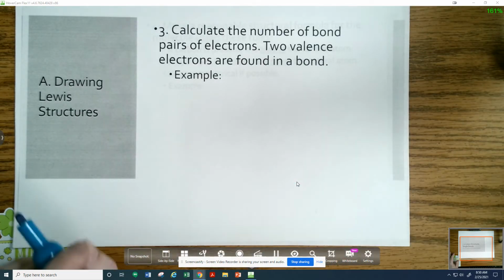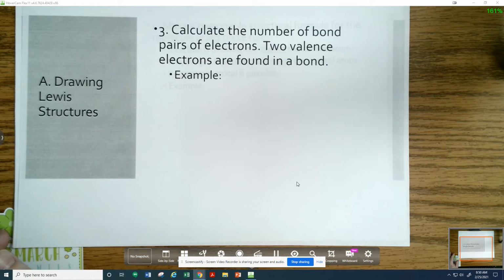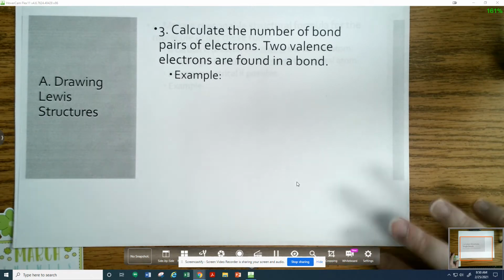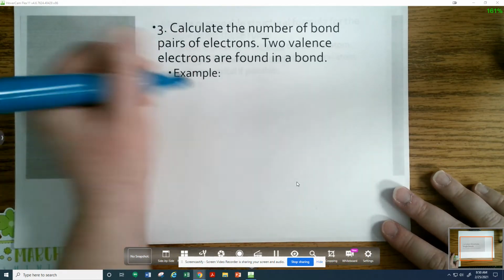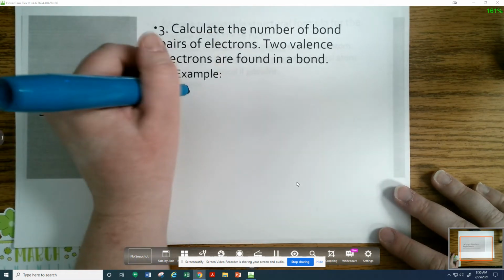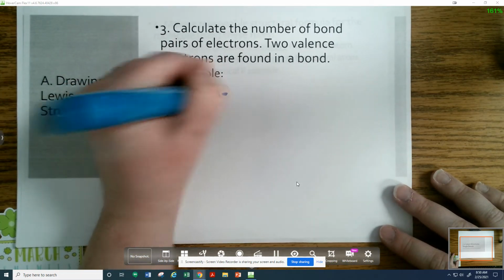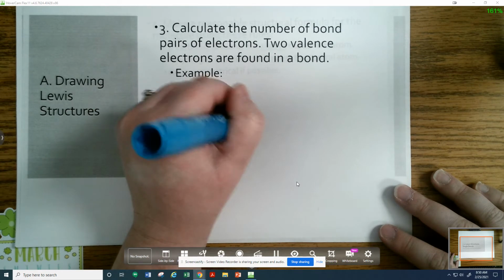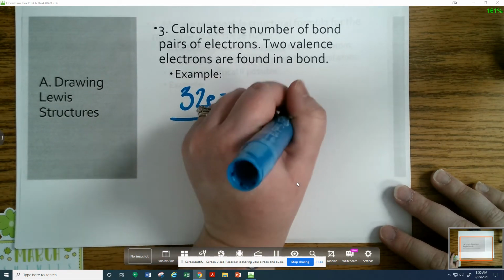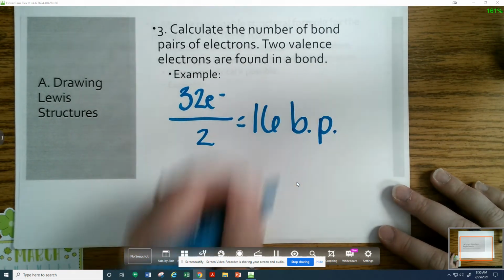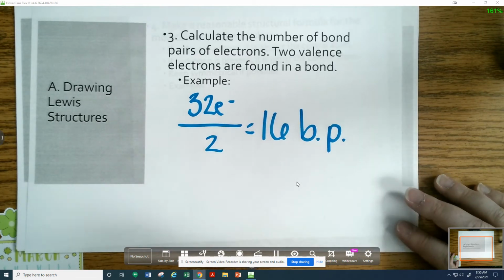The next thing we can do is calculate the number of bond pairs. When electrons are shared in a molecule, they are always shared in a pair, where one element shares its valence electron with an electron from the other element and vice versa. So when we look at how many bond pairs we have, we just take that pool of electrons and divide it in half, and there are 16 total BP, or bond pairs, available in this molecule.